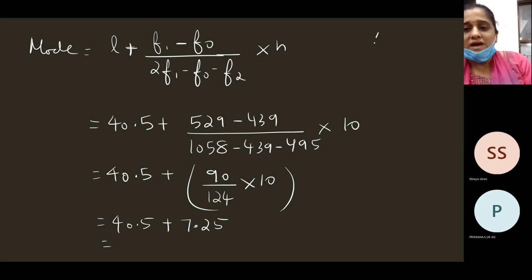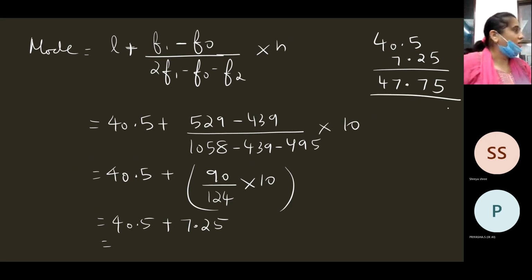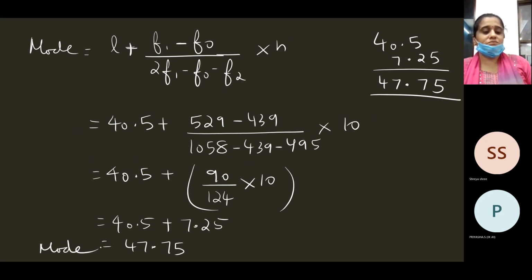So add, be careful: 40.5 plus 7.25. So 47, I'm getting 47.75. You also got the same thing? Where did you go wrong? Division. 47.75. Mode is equal to 47.75. So here it's important to make the class intervals continuous.